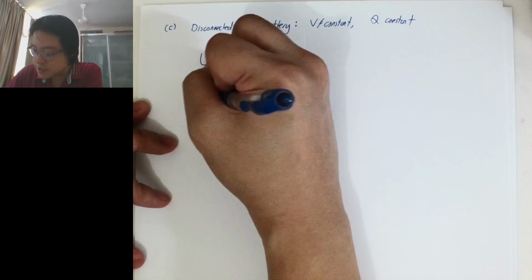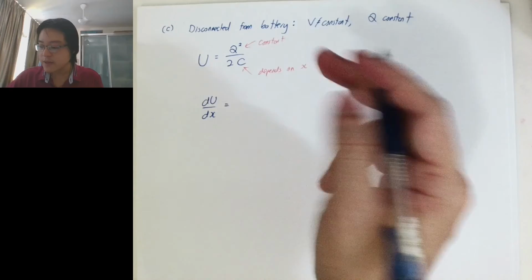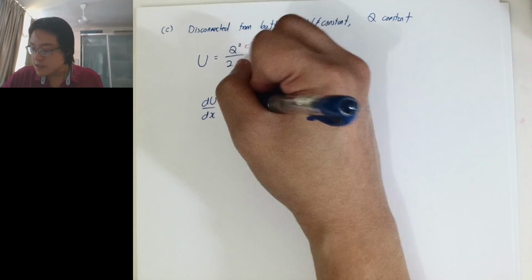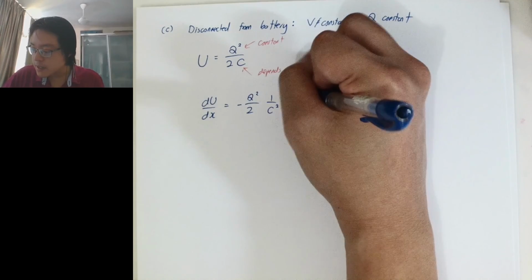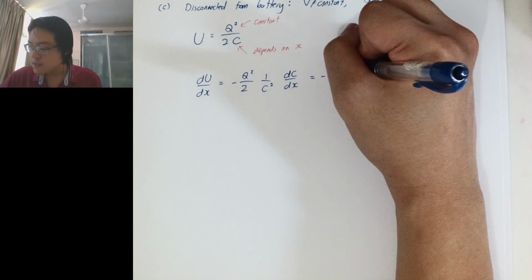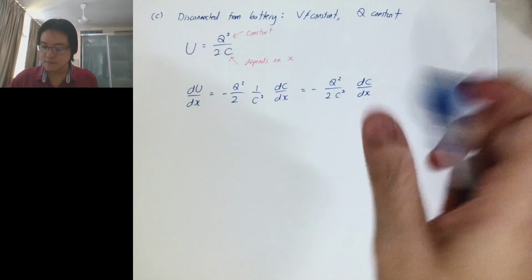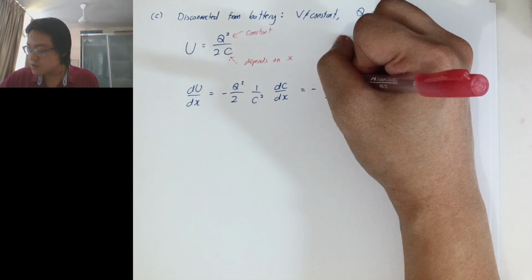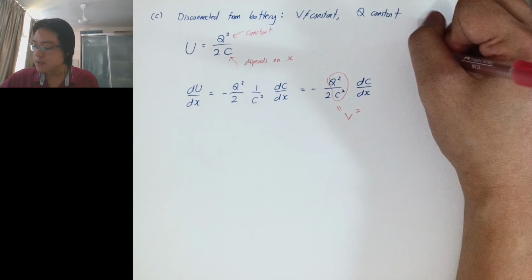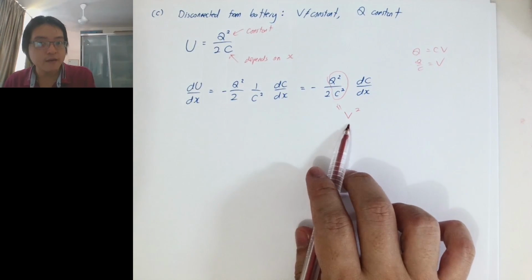Now we can see how it changes. I just differentiate U with respect to x. Q is a constant, so Q squared over 2 is a constant, but I differentiate 1 over C. This becomes minus 1 over C squared, and then I use the chain rule. So what I have here is minus Q squared over 2C squared dC/dx. Q squared over C squared is equal to V squared, because Q equals CV, so Q over C is the voltage. So this is the voltage squared of your capacitor.